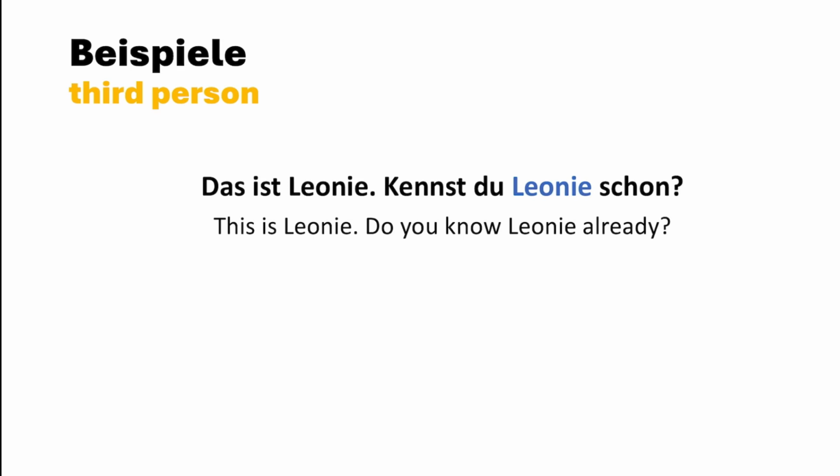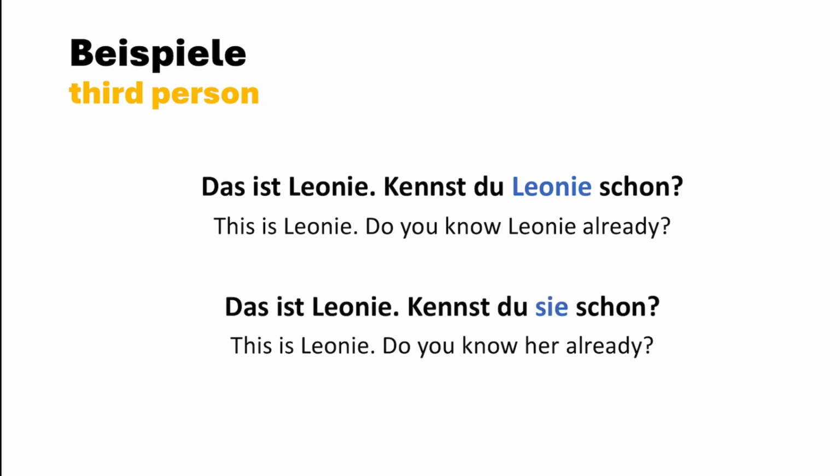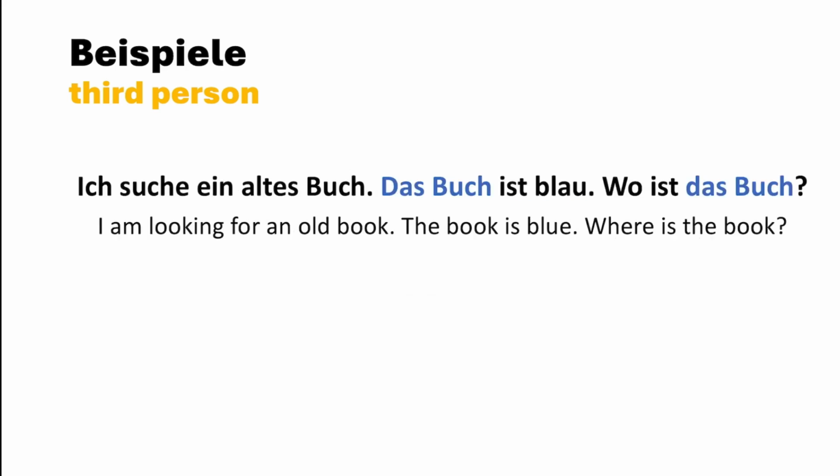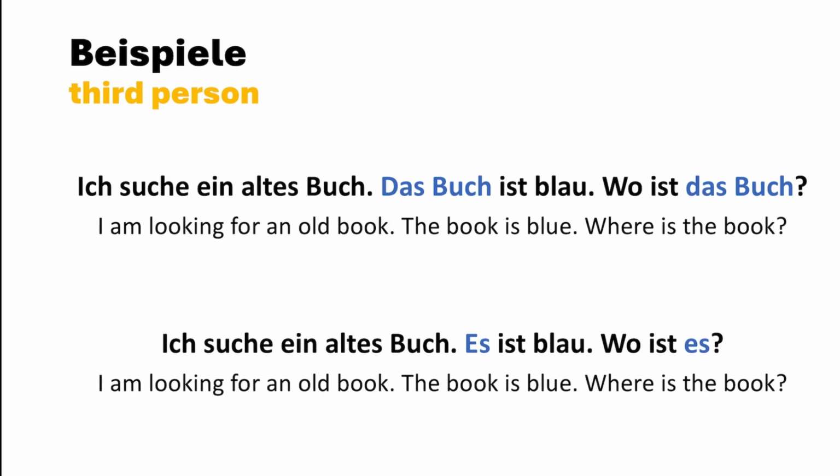Das ist Leonie. Kennst du Leonie schon? You can switch out Leonie for sie, since it's a female. Das ist Leonie. Kennst du sie schon? Ich suche ein altes Buch. Das Buch ist blau. Wo ist das Buch? As you can see, das Buch is neutral, so we can replace it with es. Ich suche ein altes Buch. Es ist blau. Wo ist es?